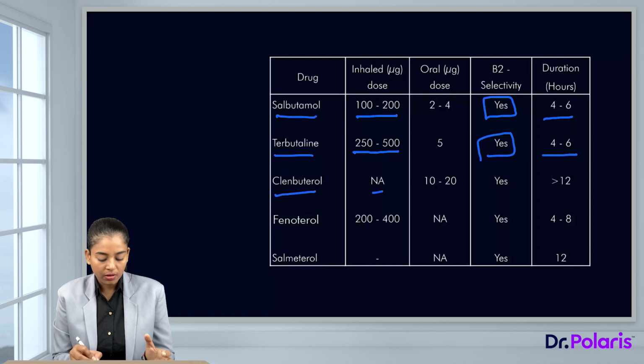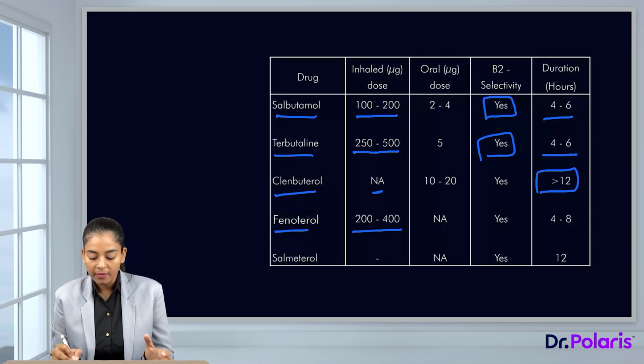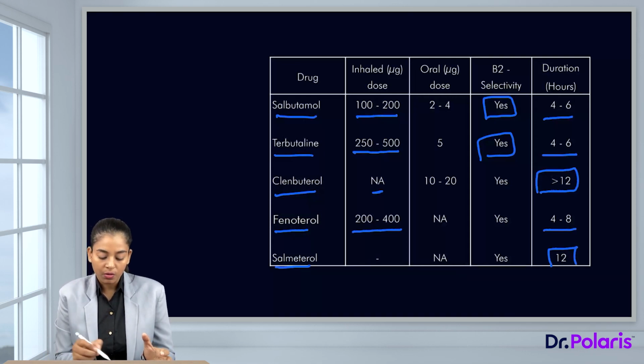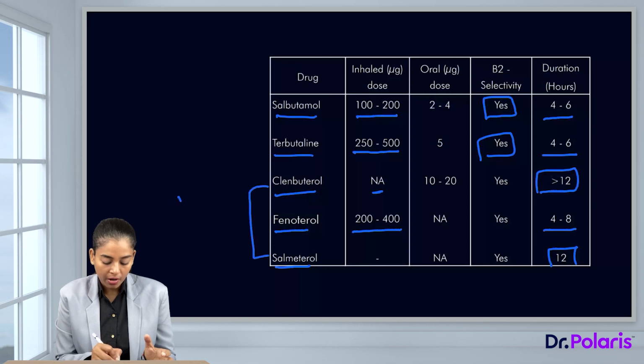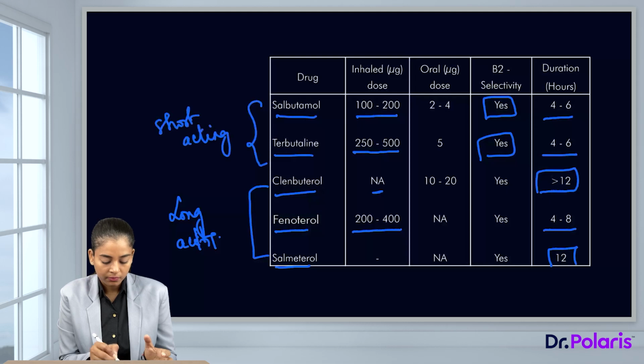Clenbuterol, the dose is not known and it has a duration of action of more than 12 hours. Fenoterol has a dose of 200 to 400 micrograms and the duration of action is about 4 to 8 hours. And salmeterol, the duration of action is about 12 hours. So clenbuterol and salmeterol, they are long acting, whereas salbutamol and terbutaline are short acting.